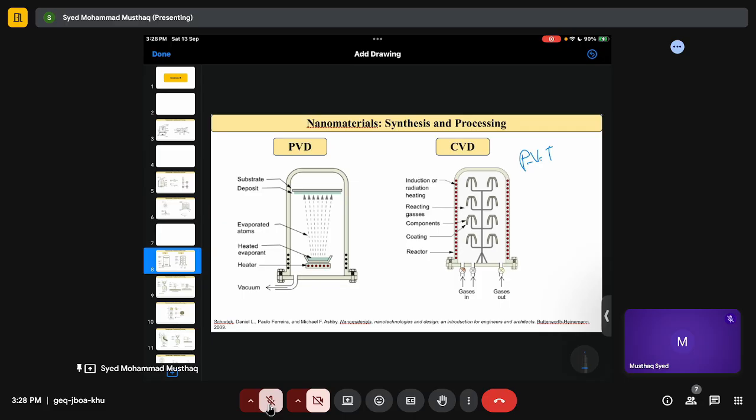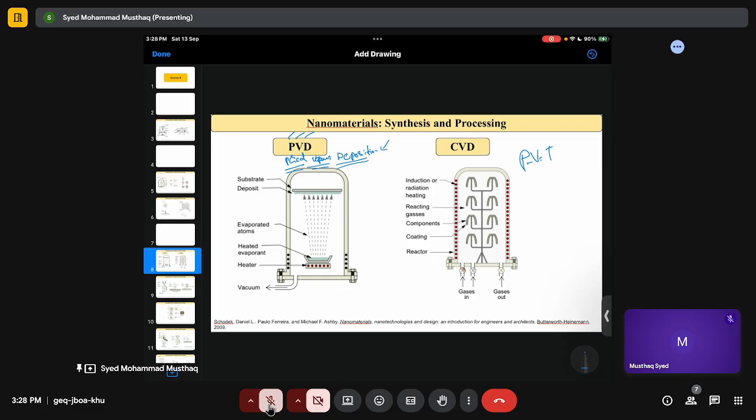Now, PVD, physical vapor deposition. So you have three terms here: physical, vapor, deposition. These are the three things that we have discussed. But yes, physical vapor deposition.